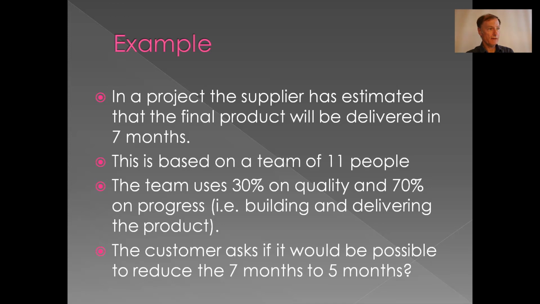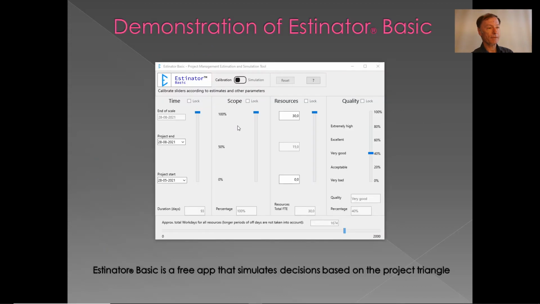Example: in a project, the supplier has estimated that the final product will be delivered in 7 months. This is based on a team of 11 people. The team uses 30% on quality and 70% on progress. That's building and delivering the product. The customer now asks, what could we do? Can we possibly reduce the 7 months to 5 months because we have a deadline? Let's start up the application and see if that can help us.